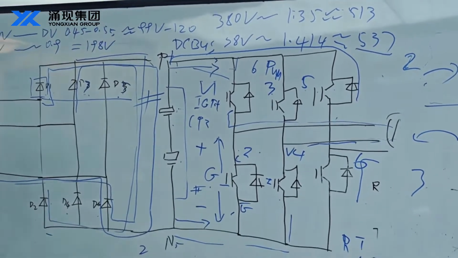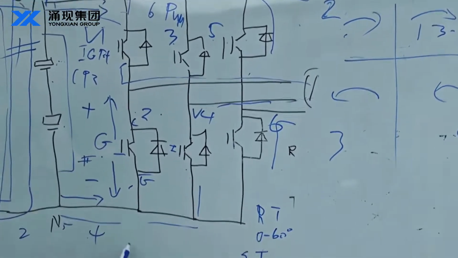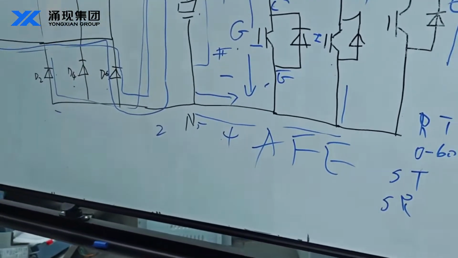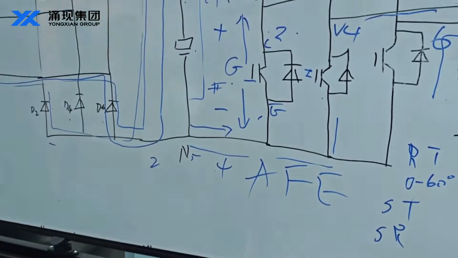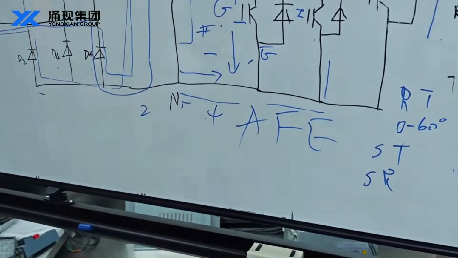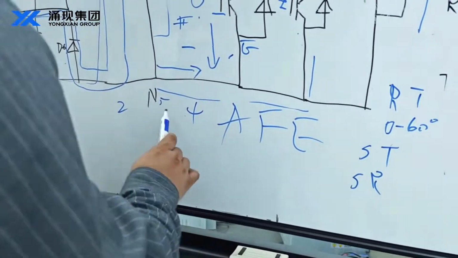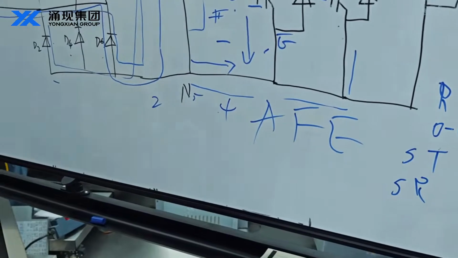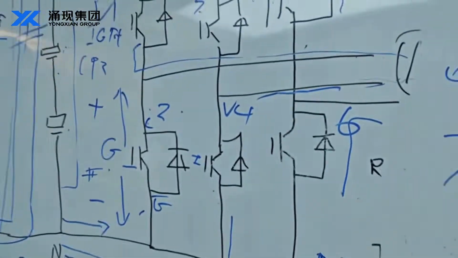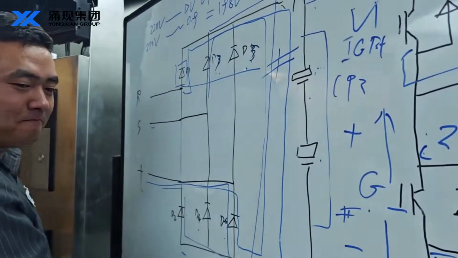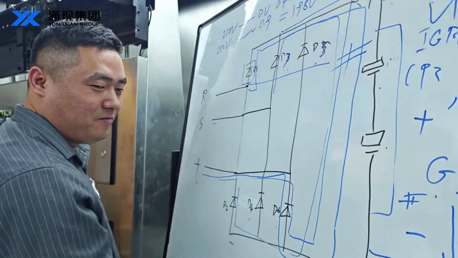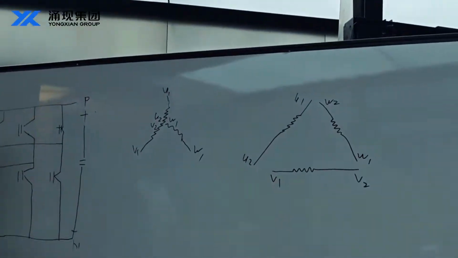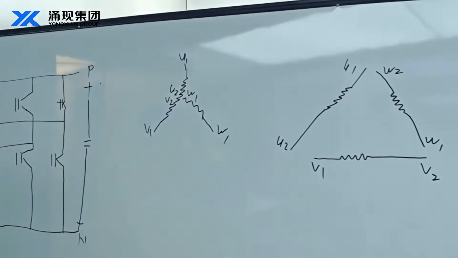In our 4-quadrant inverters, Monarch has an AFE version. This can realize our 4-quadrant frequency converter, which can achieve energy recovery and power supply.